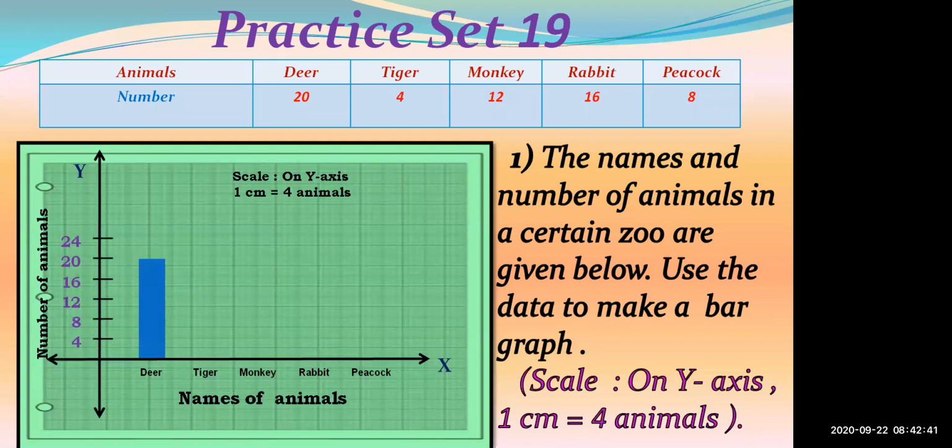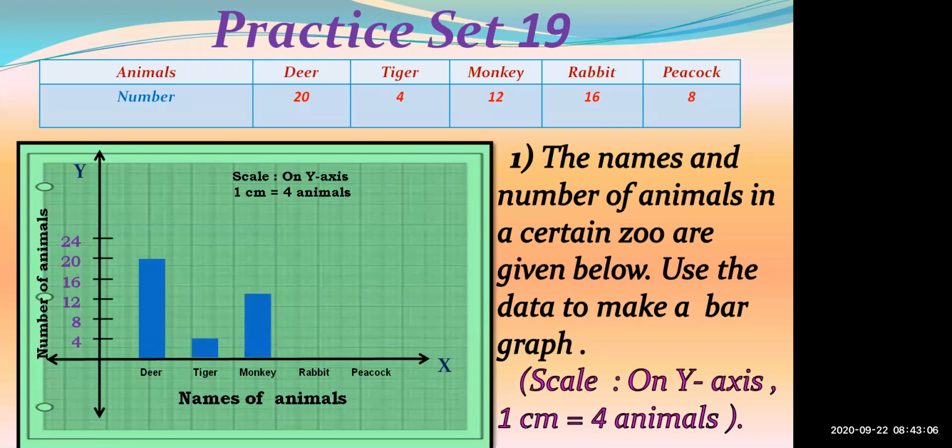Next, what is given? How many tigers are there? Yes, Amit, you can continue. How many tigers are there? Sir, 4. 4 tigers are there. So we will draw 4 here. Next, how many monkeys are there? 12. 12 monkeys are there. So we will draw 12 here.